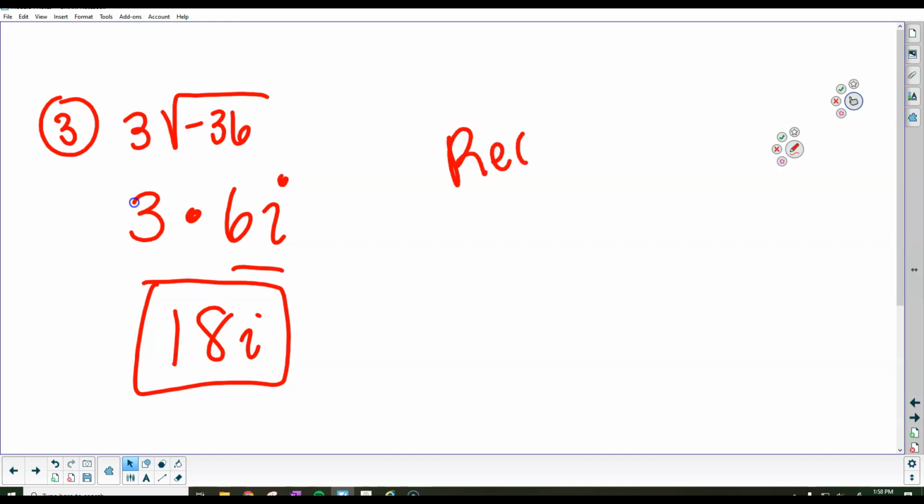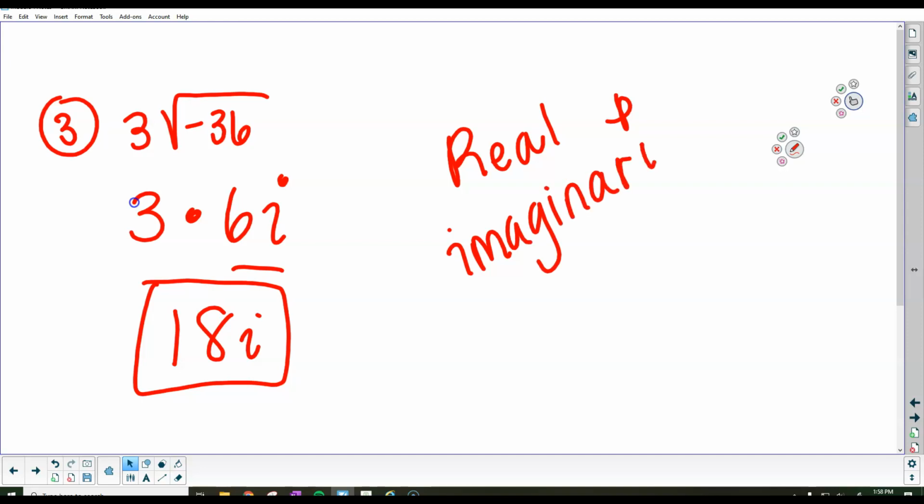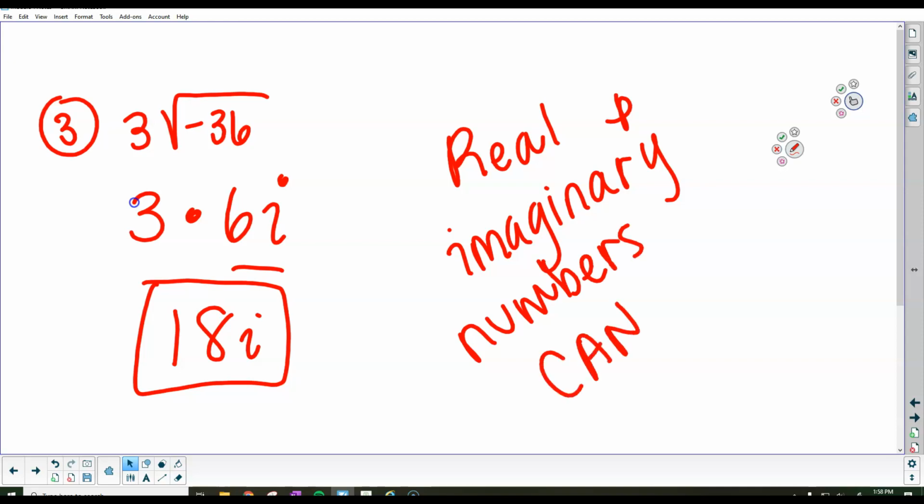So real and imaginary numbers can be multiplied.